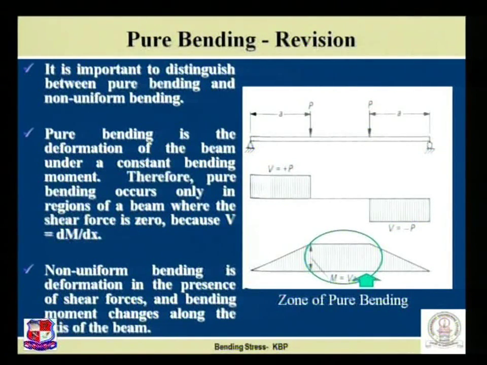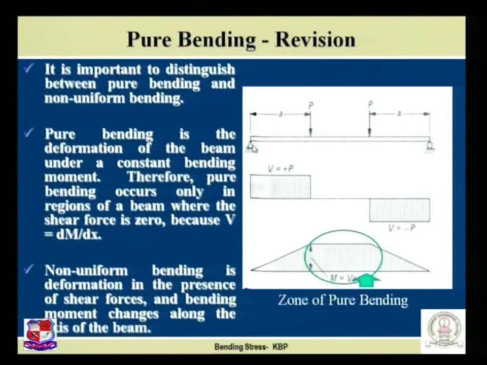Now let us understand the concept of pure bending. What is the meaning of pure bending, which was discussed in the previous session for 2 minutes. Pure bending is the deformation of the beam under a constant bending moment. Therefore, pure bending occurs only in the region of a beam where the shear force is 0, because V is equal to dM by dx. It is very much important.